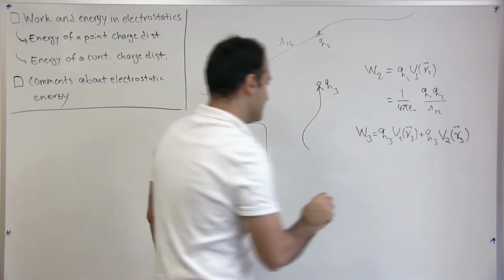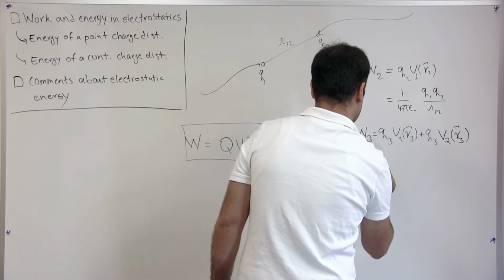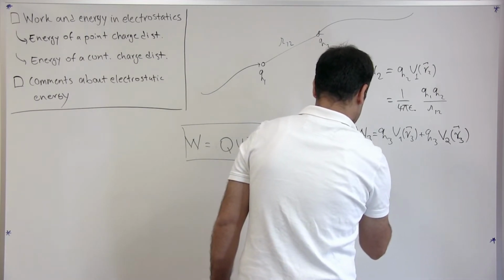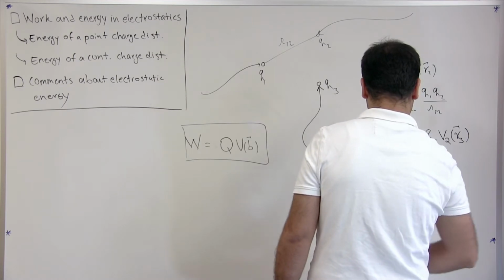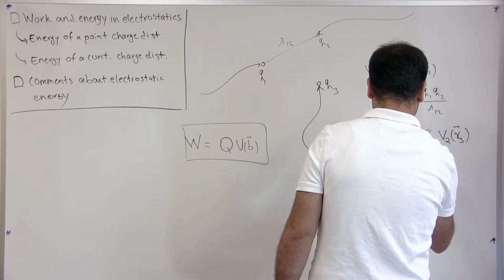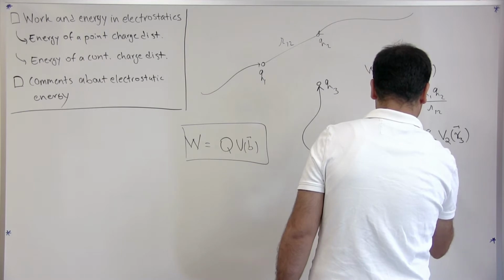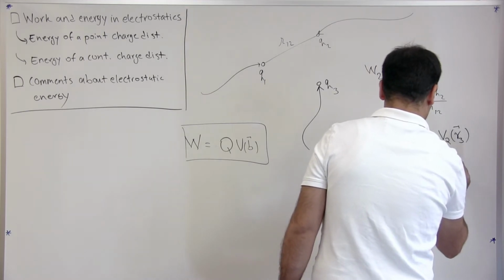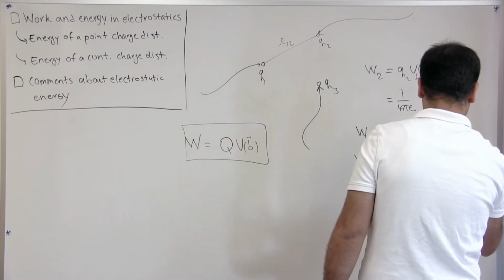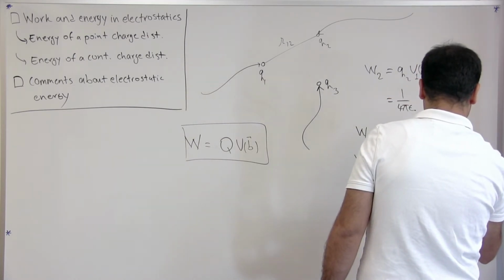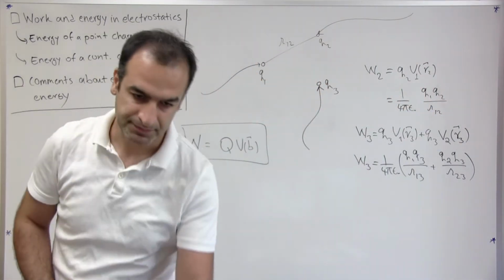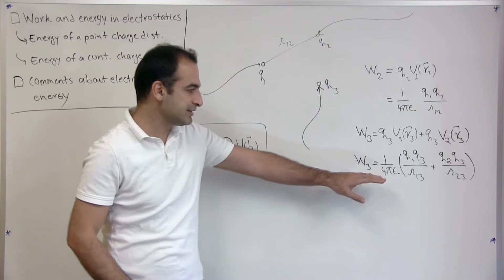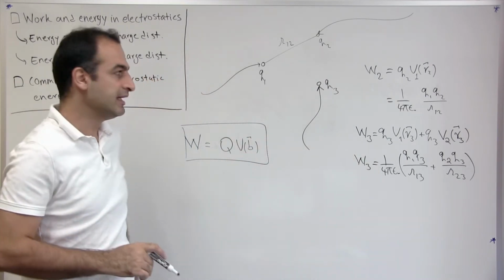Okay, and that's going to be equal to 1 over 4 pi epsilon 0, Q1 Q3 over R13 plus Q2 Q3 over R23. Okay. So this is how much energy it takes to bring number 3, okay?